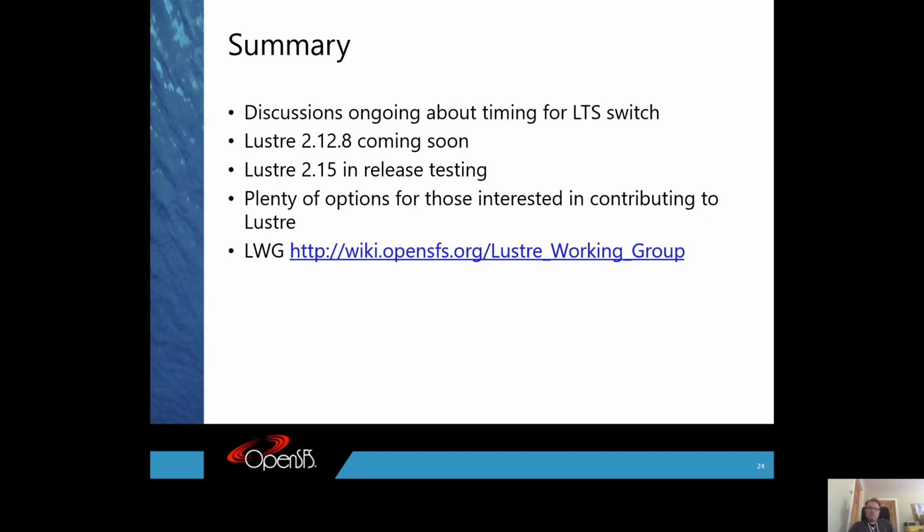And so just to recap, the discussions have been going on about timing for switching the LTS branch. We're now leaning towards 2.15. The 2.12.8 release will likely come towards the end of the year. 2.15 is in release testing at the moment, and your participation in testing it would be most welcome. And more generally, there's no shortage of things to do if people are interested in getting involved in Lustre development.